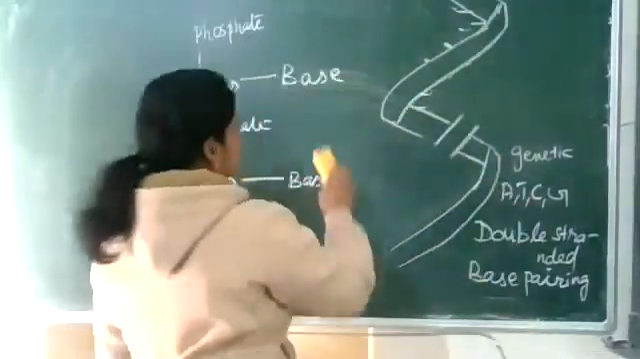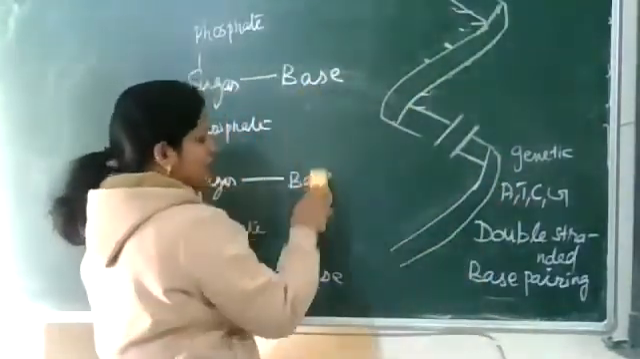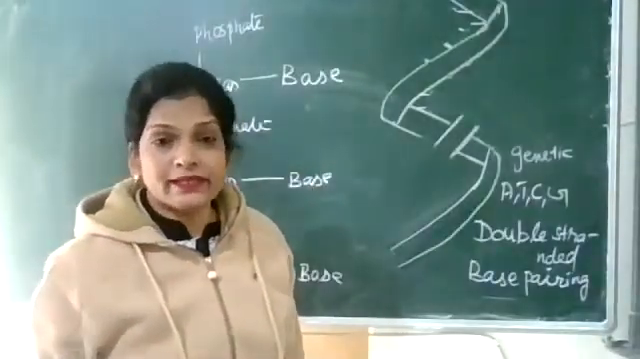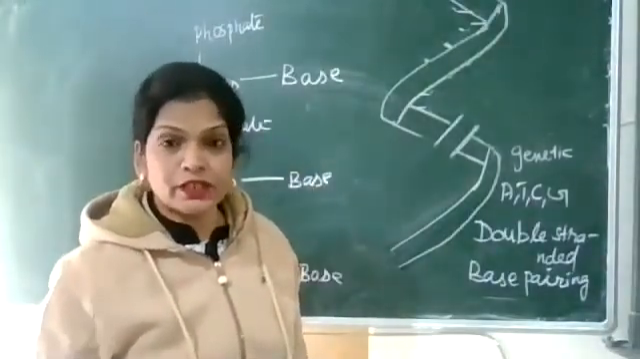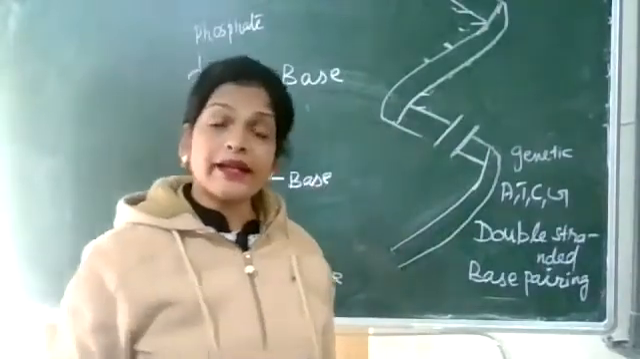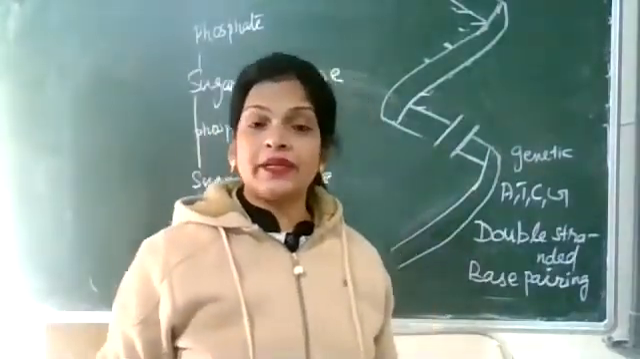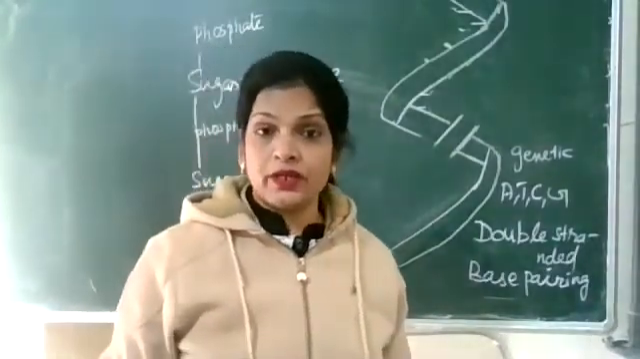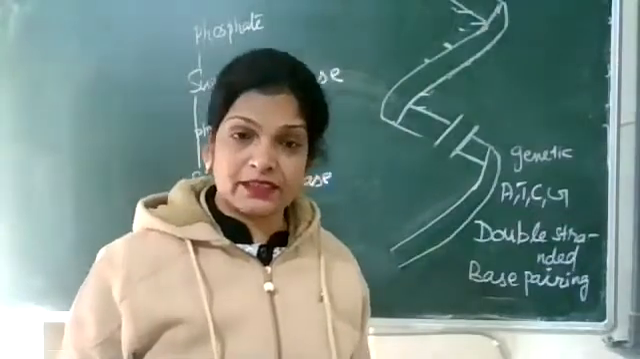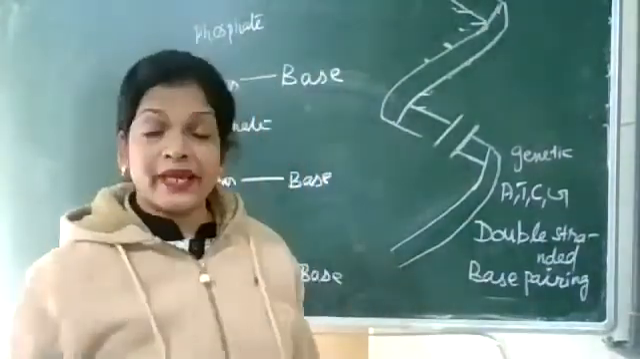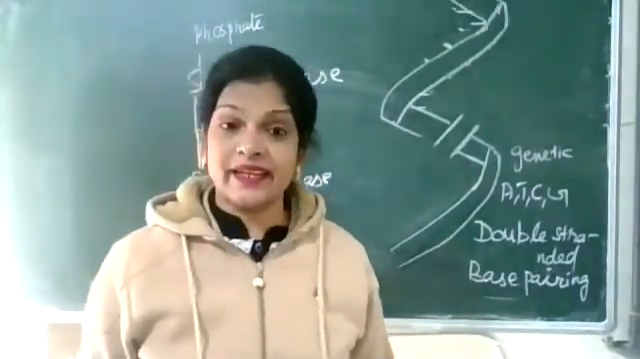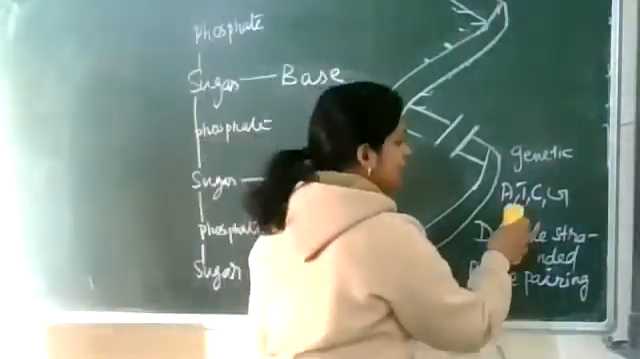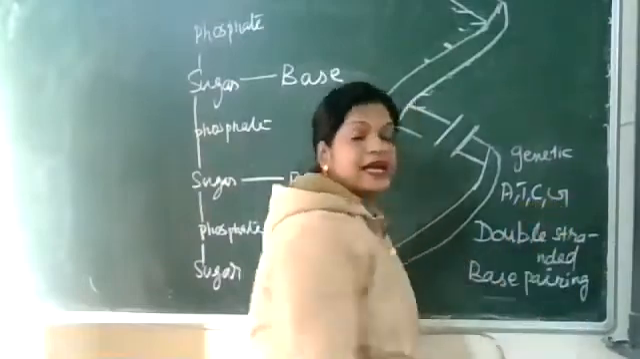In this, what are the bases? Adenine, uracil. On hydrolysis of RNA, you will be getting different units, these three units. You will be getting sugar. Which sugar? In RNA, ribose sugar. You will be getting one phosphoric acid. You will be getting bases. What are the bases? Adenine, uracil, cytosine, and guanine.